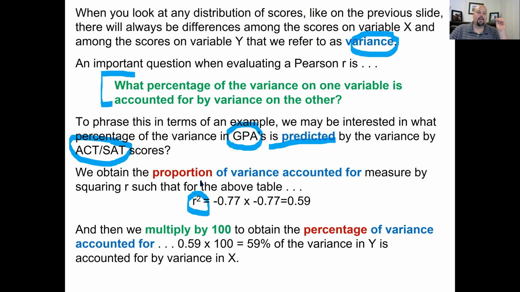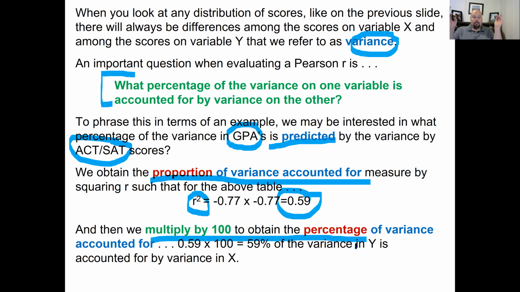R squared is the proportion of variance accounted for by one measure, calculated for a given variable and the relationship between those variables. So the higher the relationship, the more variance that is being accounted for. If R was negative 0.77, you square that and you get positive 0.59. You can multiply that by 100 to obtain a percentage. We talked about how with correlations you can't multiply by 100 to get anything, but with the variance accounted for, you can. In fact, that's what you have to do.